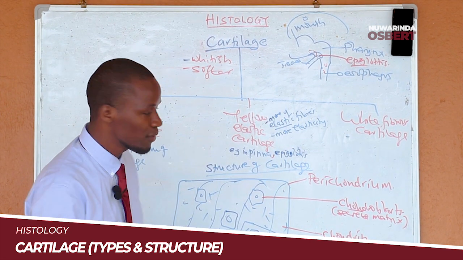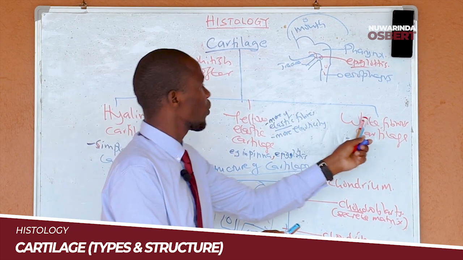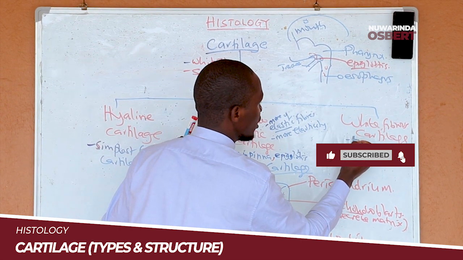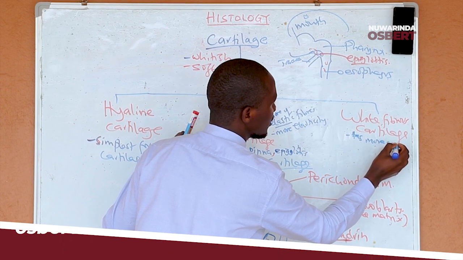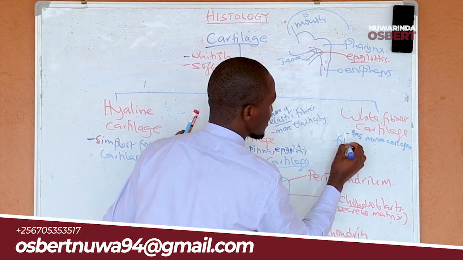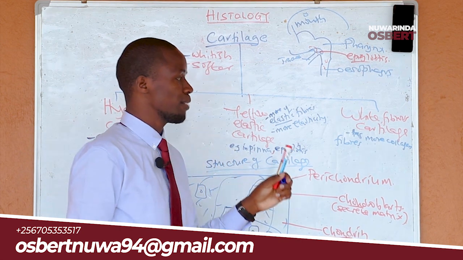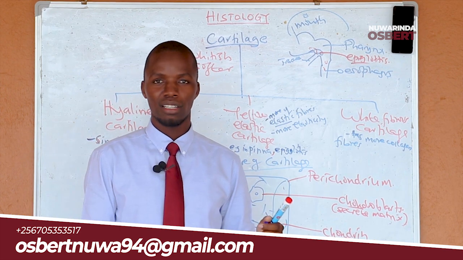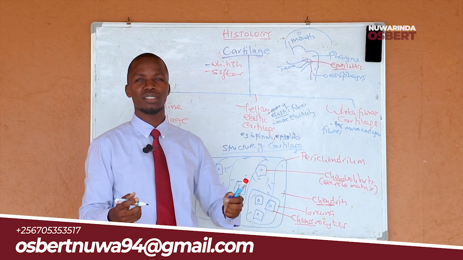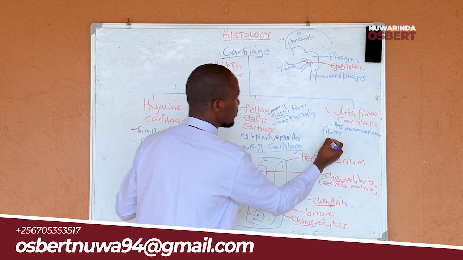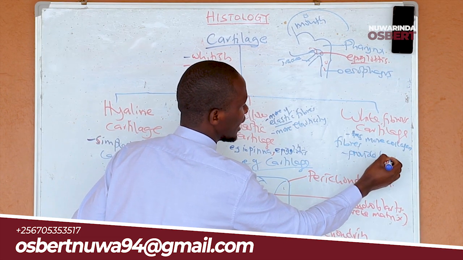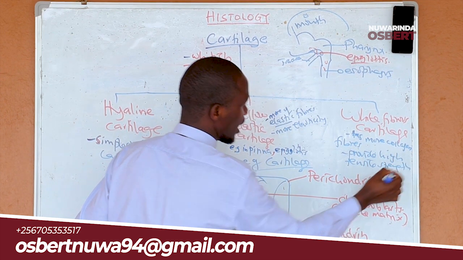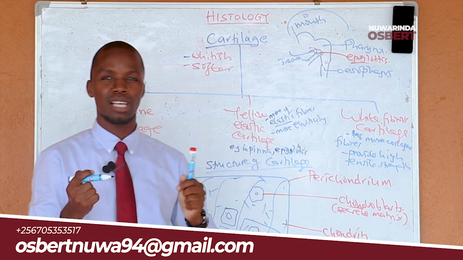So we are saying that these fibers found within the white fibrous cartilage are more of collagen fibers. So this one has more collagen what? More collagen fibers. And something you know about these collagen fibers is that they are tough, they are stronger, and therefore whenever they are somewhere, that place is always tough. So collagen fibers provide high tensile strength. It makes the area where this cartilage is found somehow stronger.